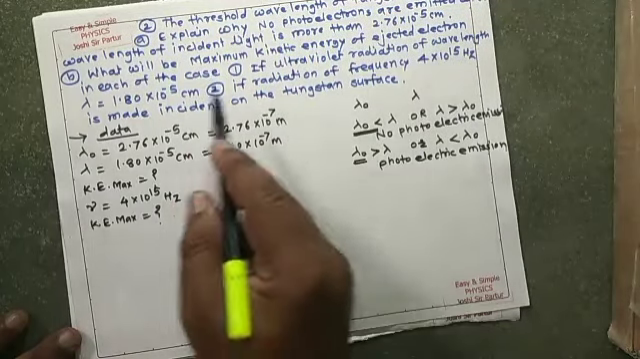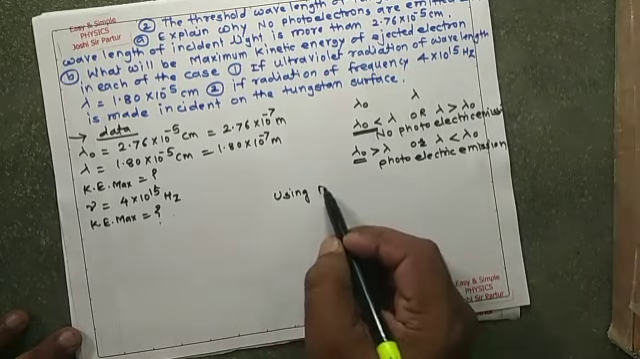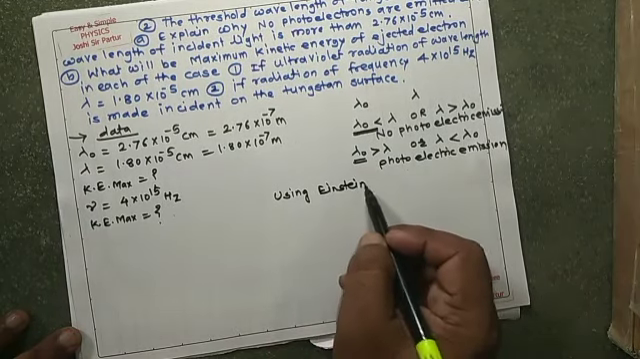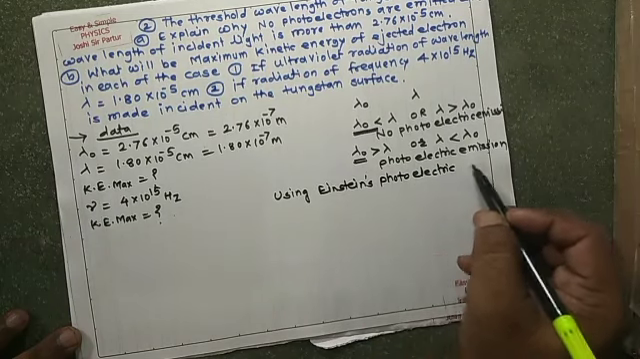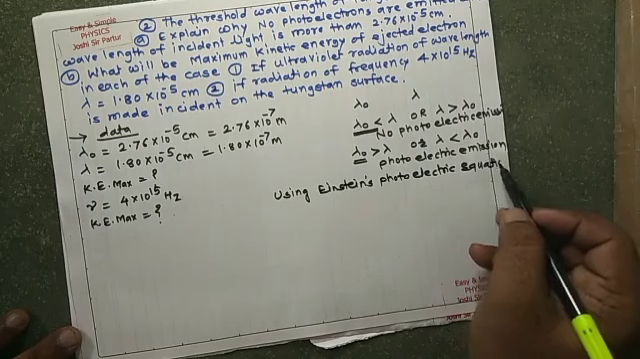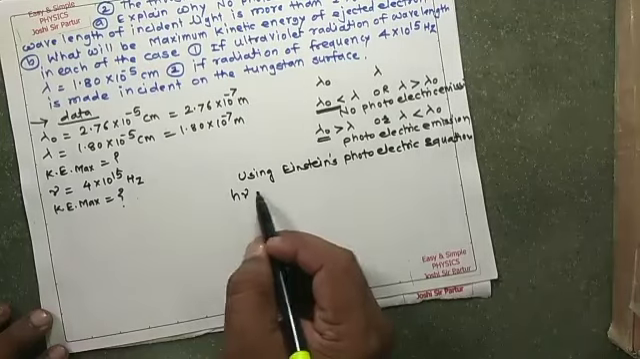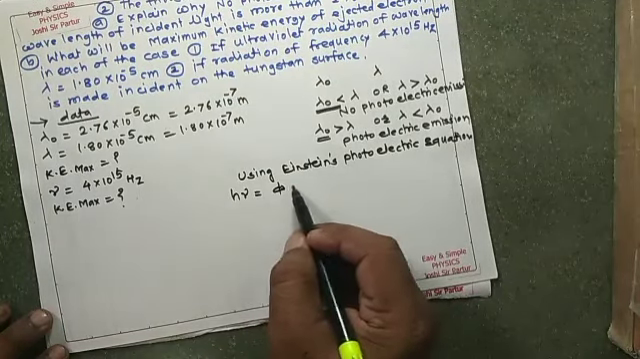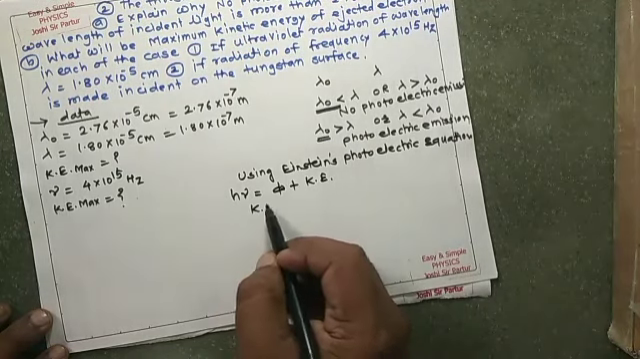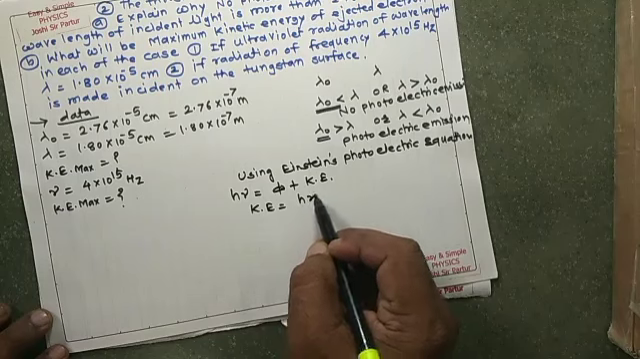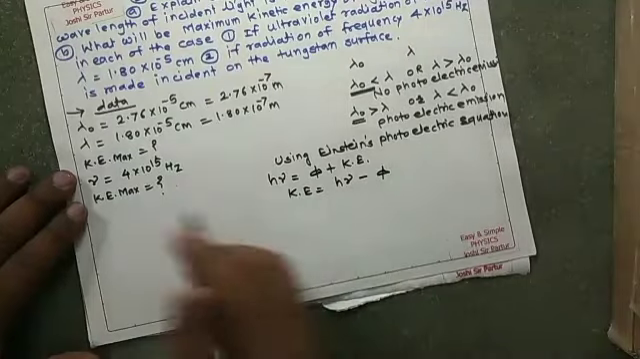Second thing, we can find out the kinetic energy. Using Einstein's photoelectric equation, we know that h nu is equal to phi plus kinetic energy. So kinetic energy is equal to h nu minus phi. So first of all we want to find the value of phi.